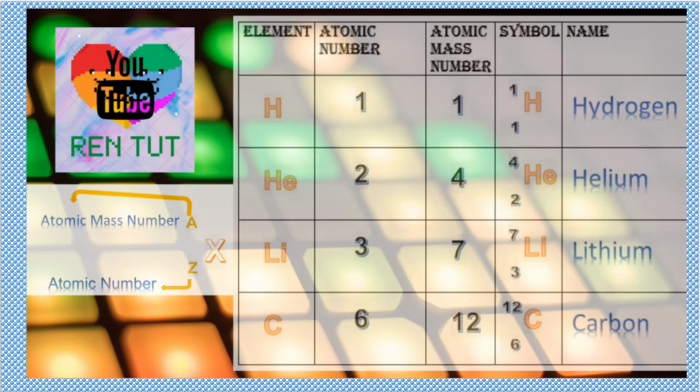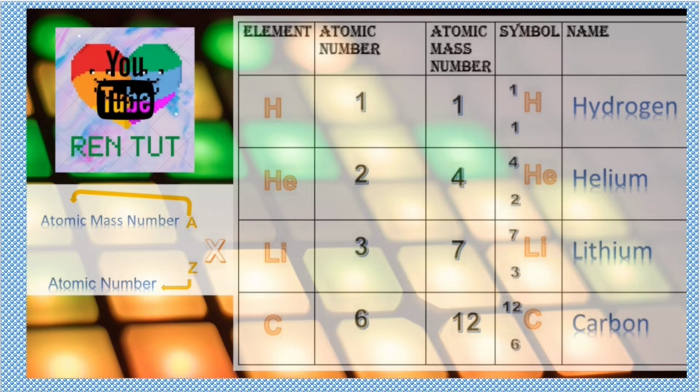Let's come to helium, so it would be much clearer to you. In helium, the atomic number, you need to remember, is Z. And the atomic mass number is 4.